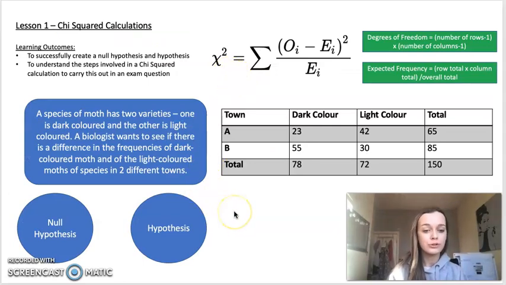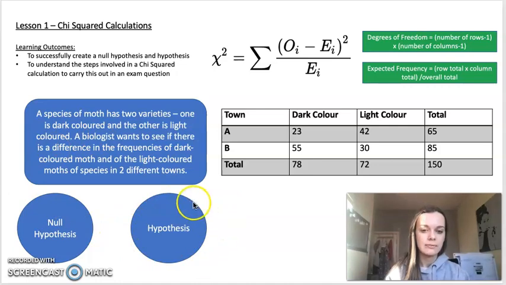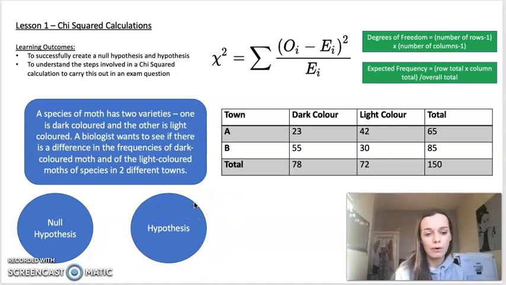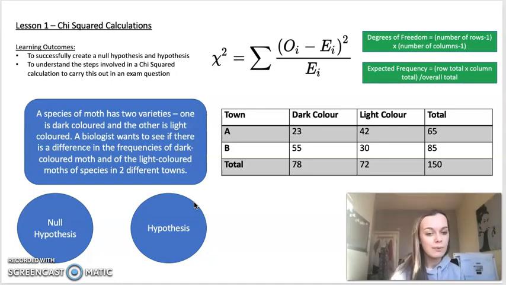So the conclusion you would draw from this chi-squared calculation is that your hypothesis is accepted, and therefore the frequency of dark moths in town A is greater than the frequency of dark moths in town B, for example, if that was your hypothesis at the start.